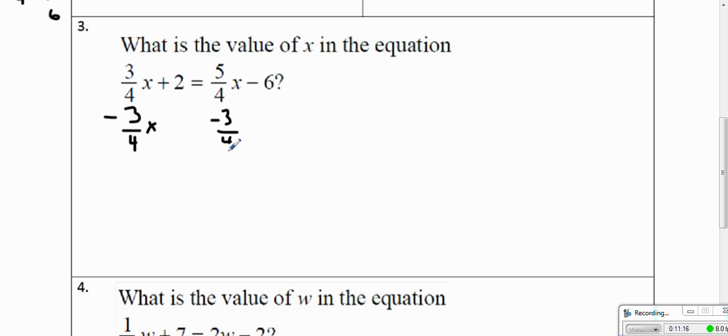What happens when you use the inverse operation of subtraction is that the 3/4 and the x do not break up. Like if you divided here, you would break the 3/4 and the x up. You don't want to do that. You want this to just completely cancel out and there's nothing there. Then all of a sudden you have just the 2 on this side.